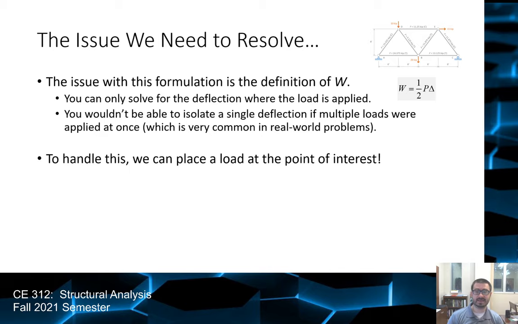So the idea is if our energy expression only works at the point where a load is applied, we will place a load anywhere we want to find deflection. So if you go back to the method that I showed you earlier, when we wanted to find the deflection at B, we put a load at B. And so that's what we're gonna do. So to handle this, we're gonna place a load at the point of interest.